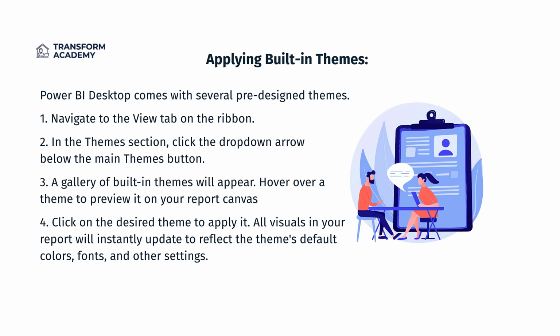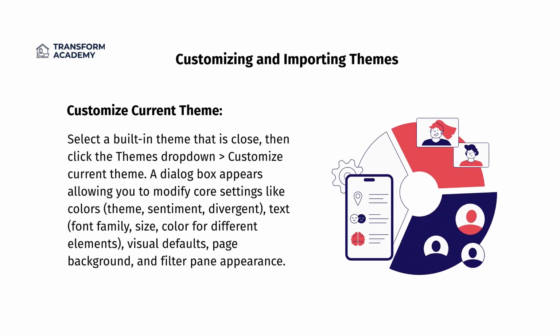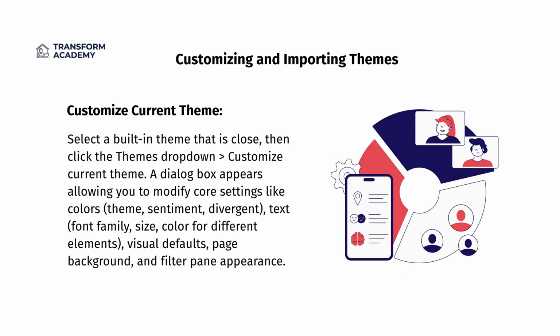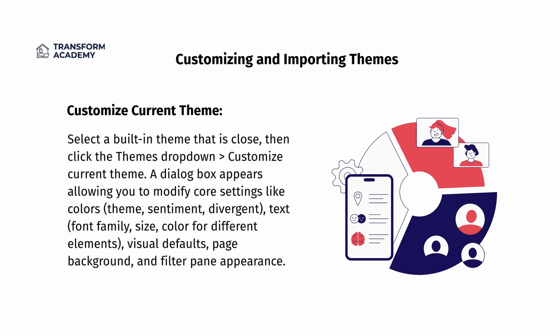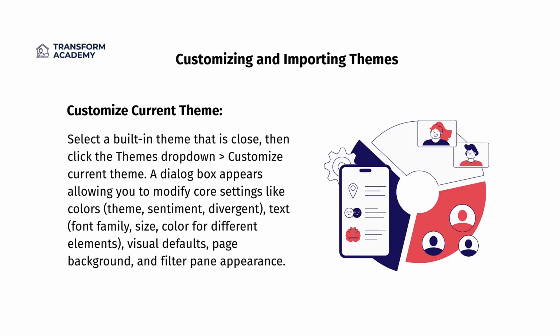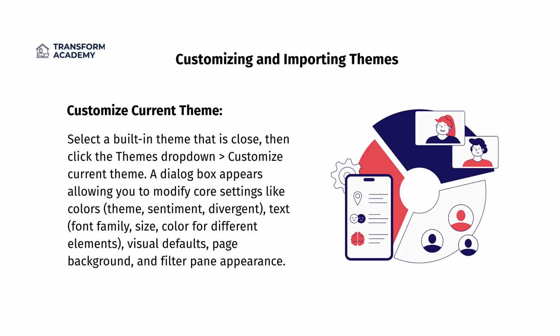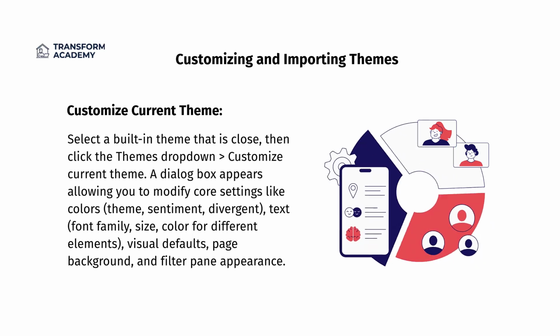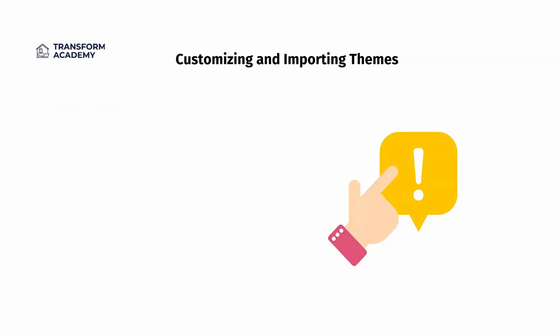Customizing and importing themes. If the built-in themes don't meet your exact needs, customize the current theme. Select a built-in theme that is close and click the Themes drop-down, then Customize current theme. A dialog box appears, allowing you to modify core settings like colors, theme, sentiment, divergent, text, font family, size, and color for different elements, visual defaults, page background, and filter pane appearance. You can save those customizations as a new theme file.